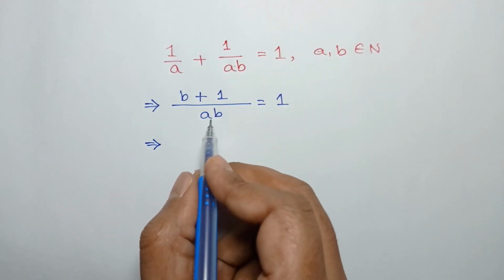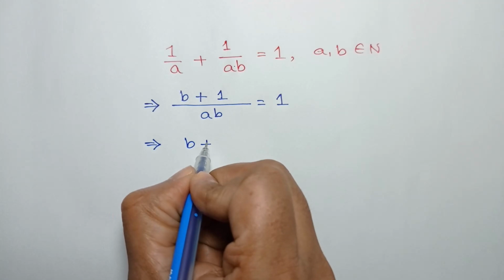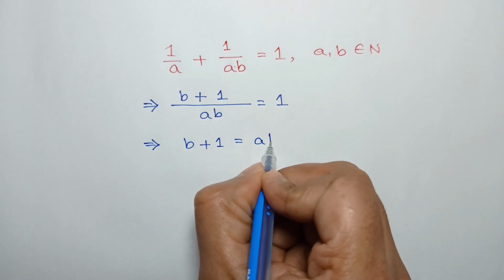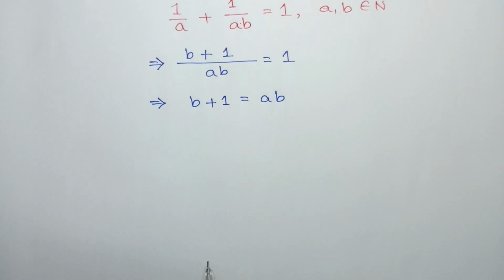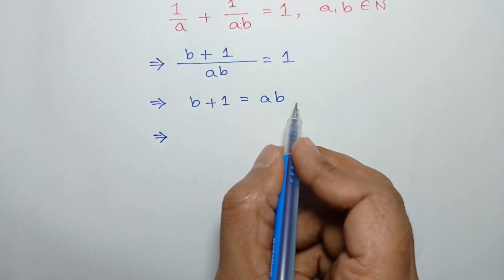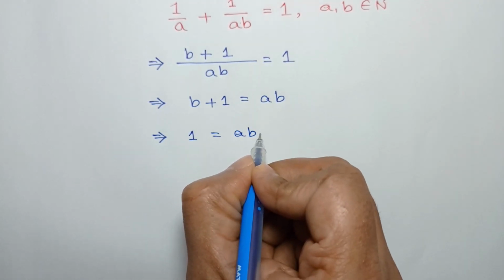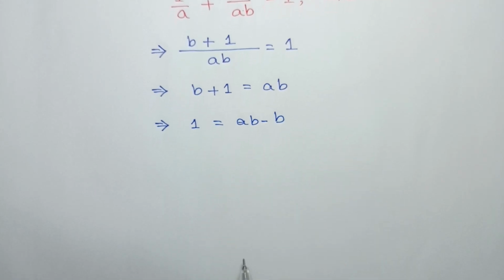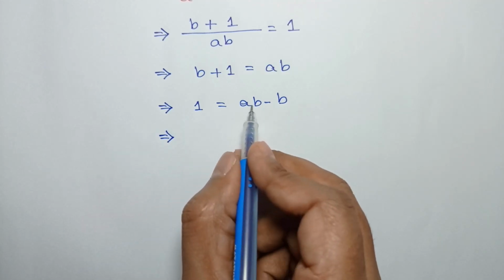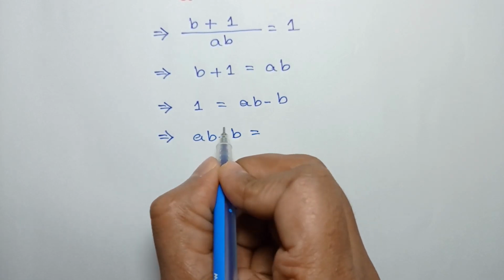Or multiplying both sides by ab, we can write b plus 1 is equal to 1 times ab, which is ab. Or taking this b to the right side, we can write 1 is equal to ab minus b. Or exchanging sides, we can write ab minus b is equal to 1.